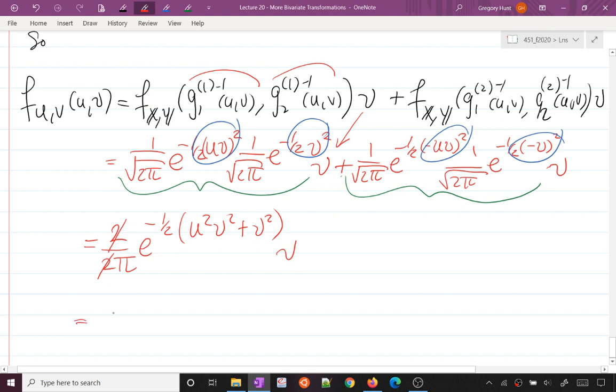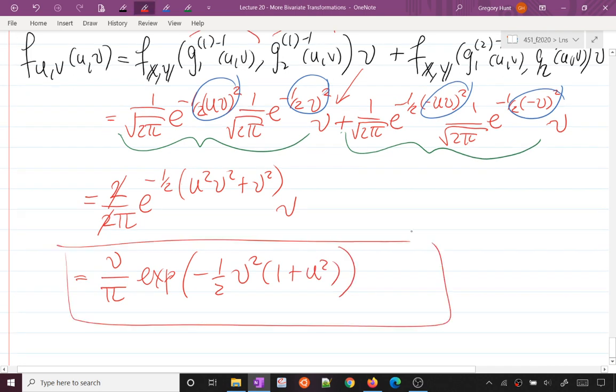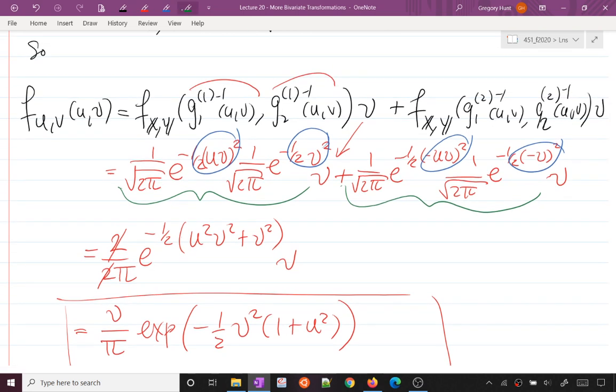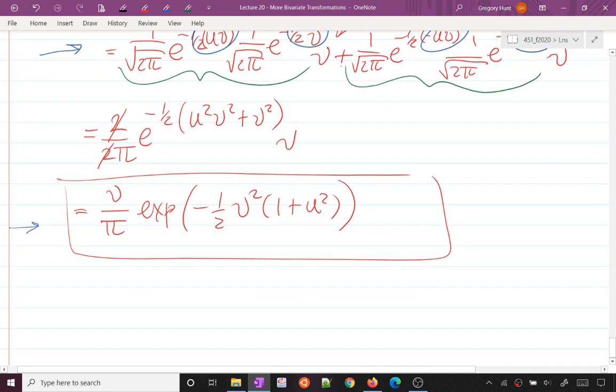So what I think you get at the end of the day, if I've done my algebra correctly, is, well, let's write it like this. V, which is the Jacobian determinant, 1 over pi, and we have in our exponent an exponential of negative 1/2, and then we could say v squared times 1 plus u squared. Okay, if I just ask you for what the joint PDF is, you could always stop at this step, but you could simplify it down to this. And we'll pause there and say, okay, that would be a reasonable solution to this problem.